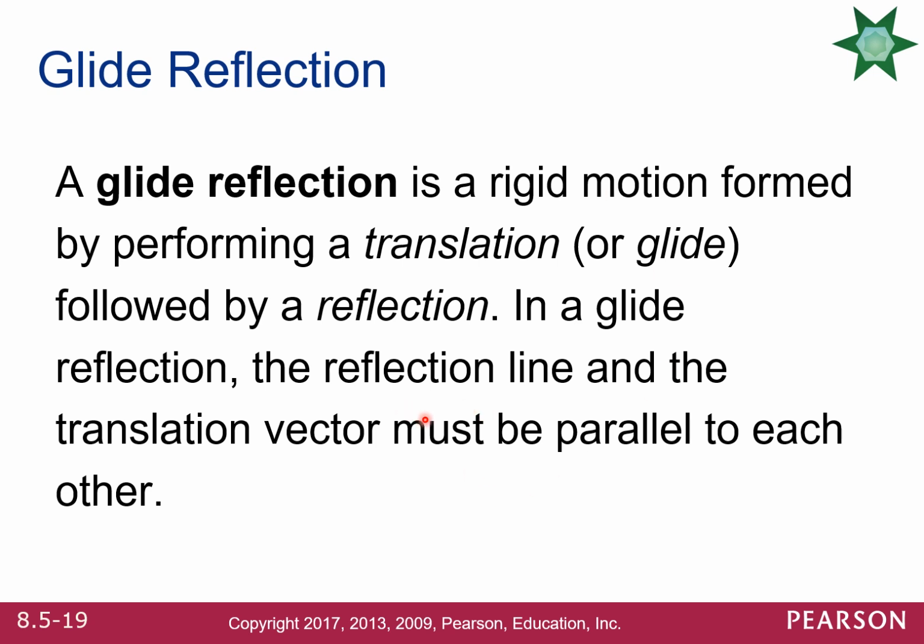Now, another kind of transformation or rigid motion is a combination of two movements, all right? So it's called glide reflection. That means it's combining translation as well as reflection. So it's combining two motions together, and so it's not only inverting, reflecting the figure, but it's also changing its position. So a glide reflection is a rigid motion formed by performing a translation or glide followed by a reflection. In a glide reflection, the reflection line and the translation vector must be parallel to each other.